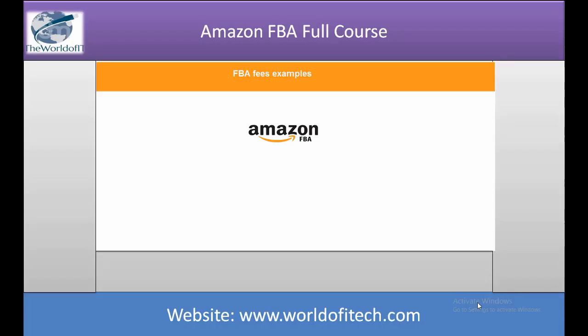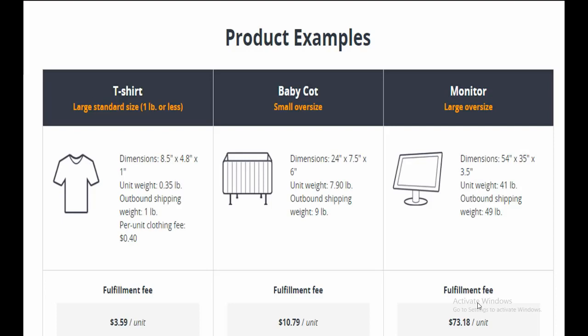FBA fee examples. Amazon has provided three product examples so that sellers can get a good idea of how the calculation works. T-shirt example, large standard size, 1 or less. Dimensions 8.5 multiply 4.8 multiply 1. Unit weight 0.35. Outgoing shipping weight 1. Clothing per unit $0.40. Fulfillment fee $3.59 per unit.